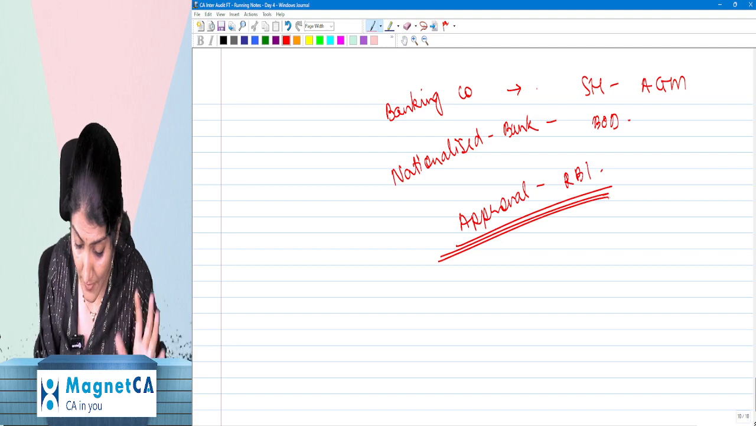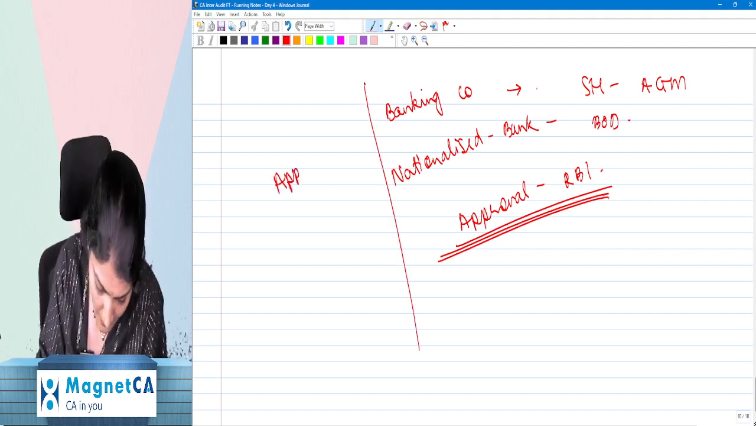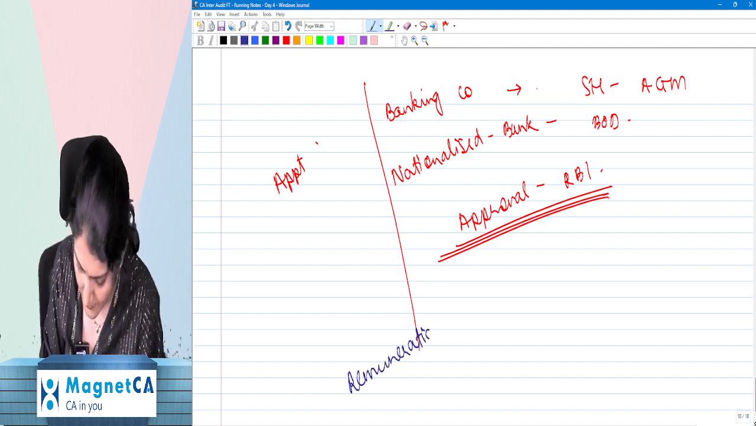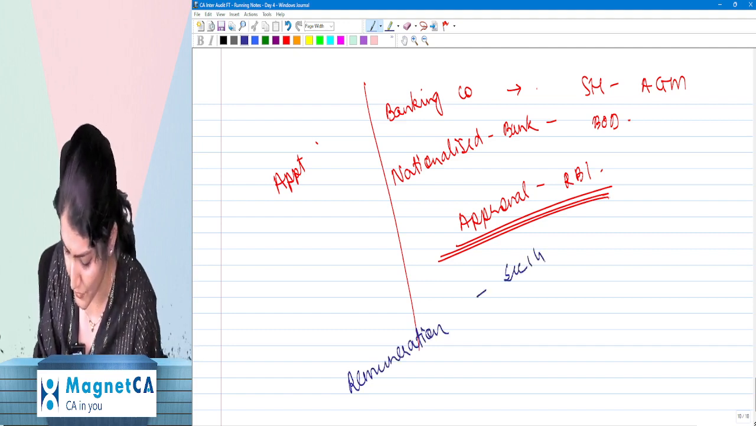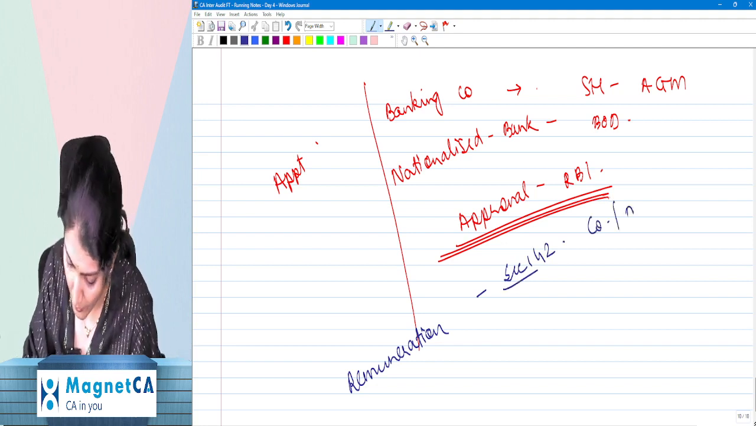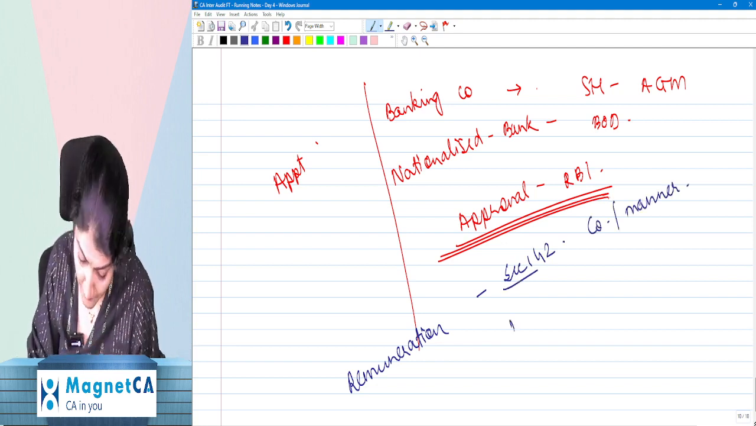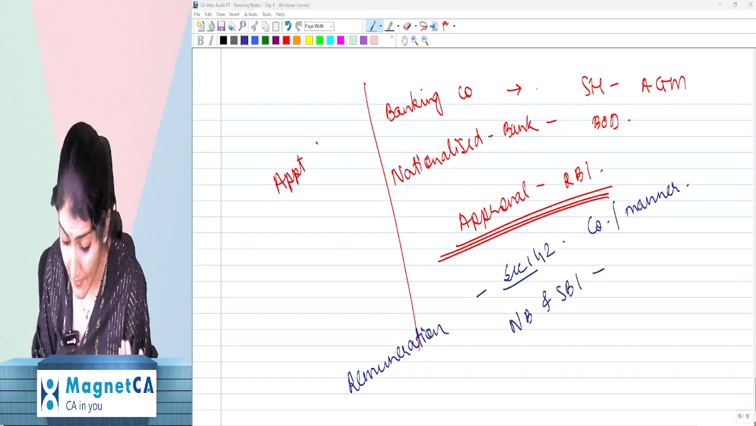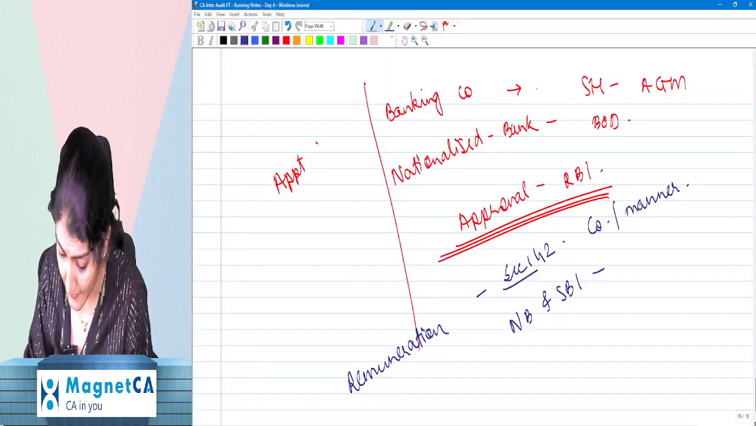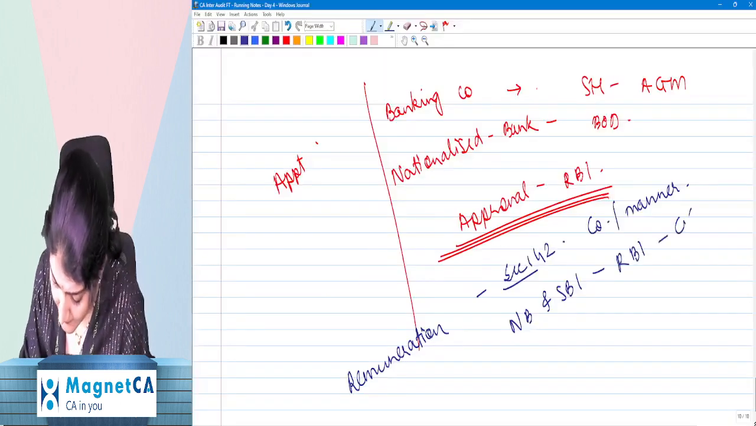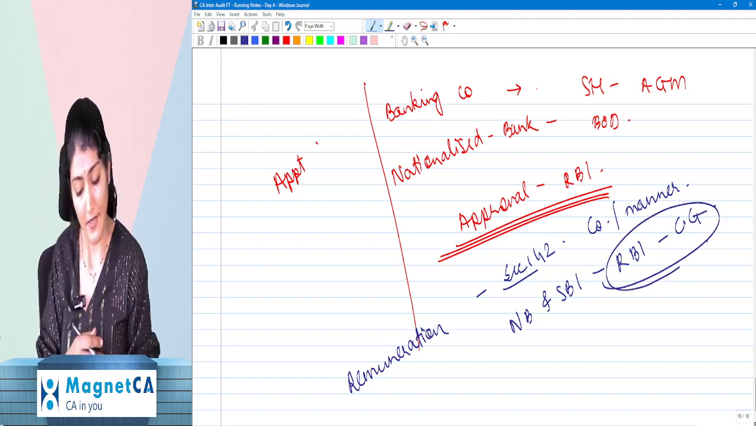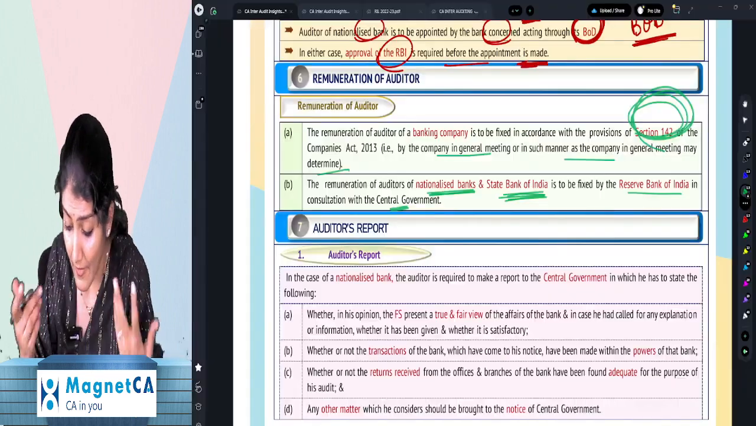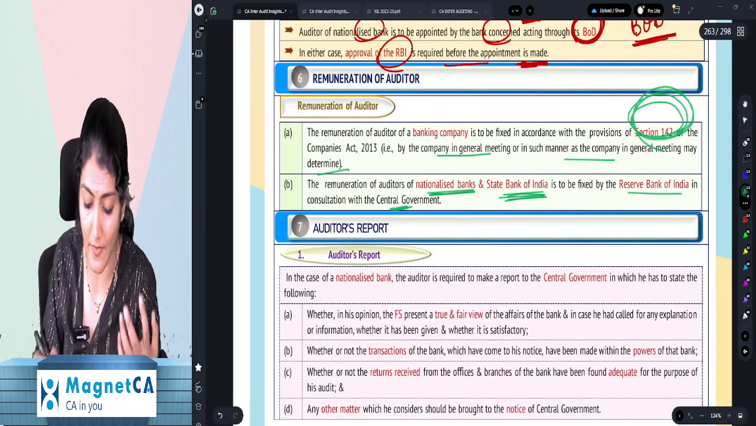So what does it say? This is regarding the appointment. Then we talk about the remuneration. The remuneration of the auditor is to be decided as per section 142, that is, company in general meeting or in the manner determined therein. However, in case of Nationalized Bank and State Bank of India, what does it say? The remuneration will be fixed by the Reserve Bank of India in consultation with the central government.